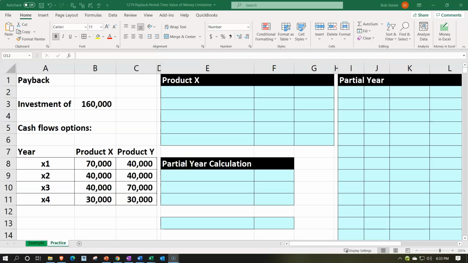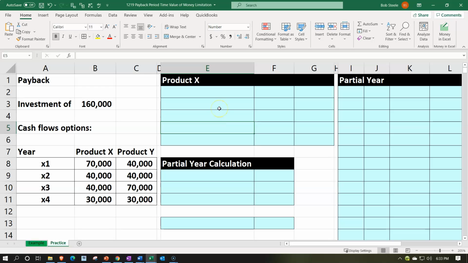Here we are in our Excel worksheet. If you have access to the Excel worksheet and would like to follow along, note that we are in the practice tab as opposed to the example tab, the example tab in essence being an answer key. Information on the left-hand side, we're going to be populating into the blue area on the right-hand side, calculating payback period time. So a similar kind of problem we've seen in the past, comparing two different projects or products.